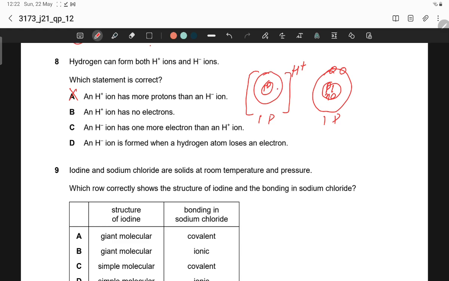Yes, the hydrogen ion has no electrons in its shell, so this must be correct. And the hydride ion has 1 more electron than the hydrogen ion. The hydrogen ion has a proton and no electrons, so that is also incorrect. The hydride ion is formed when a hydrogen atom gains an electron, so this is again incorrect.